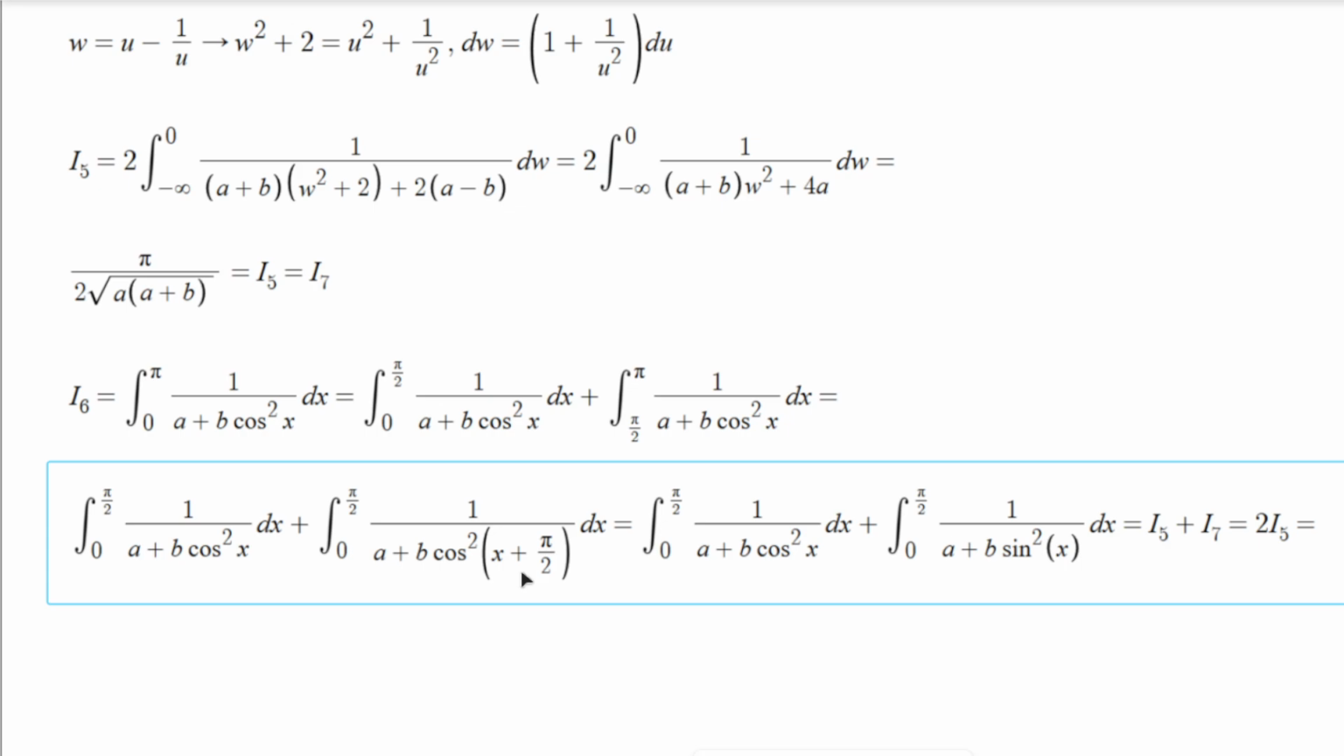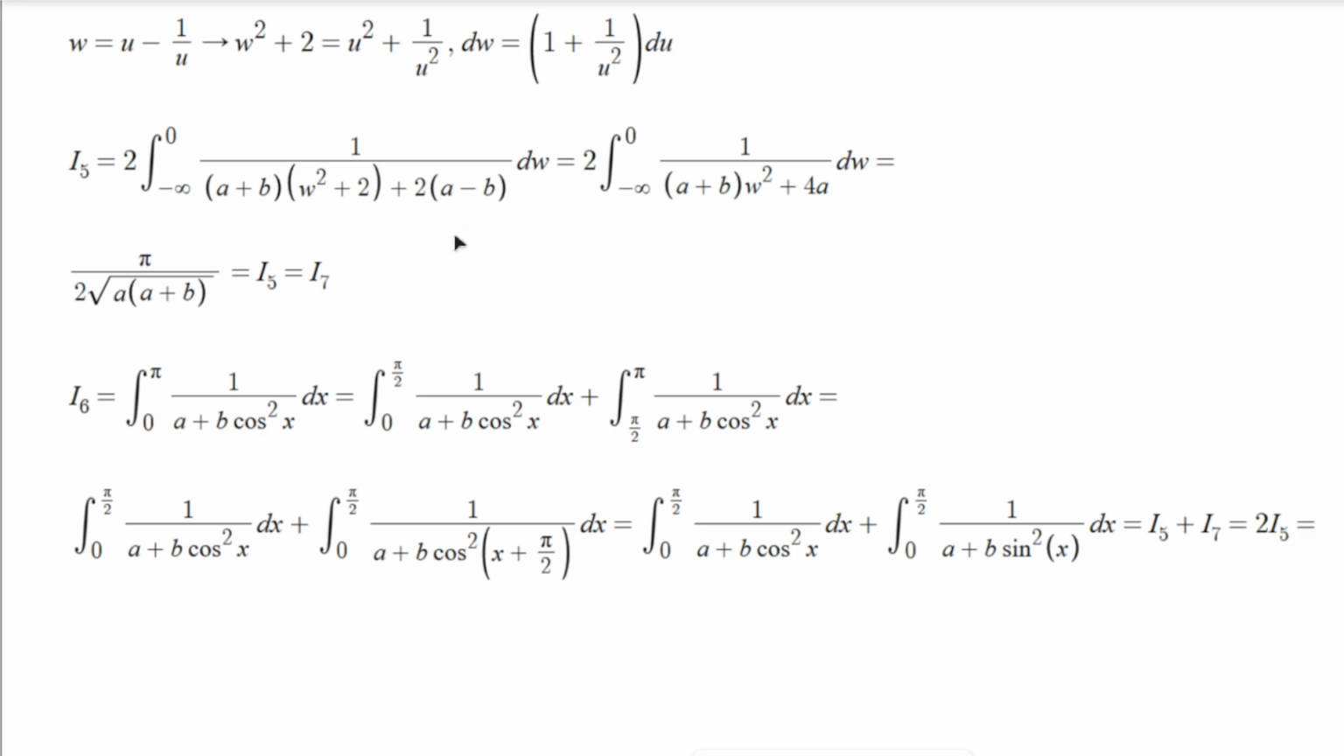I'm sorry, it is negative sine x. So when we square that, the negative goes away and we're just left with sine squared x. So this is equal to this, which is, don't forget, this is I5, this is I7, and they're equal to each other. So that's equal to just 2 times I5. And since I5 was equal to this, I6 is just going to be pi over square root of a times a plus b.